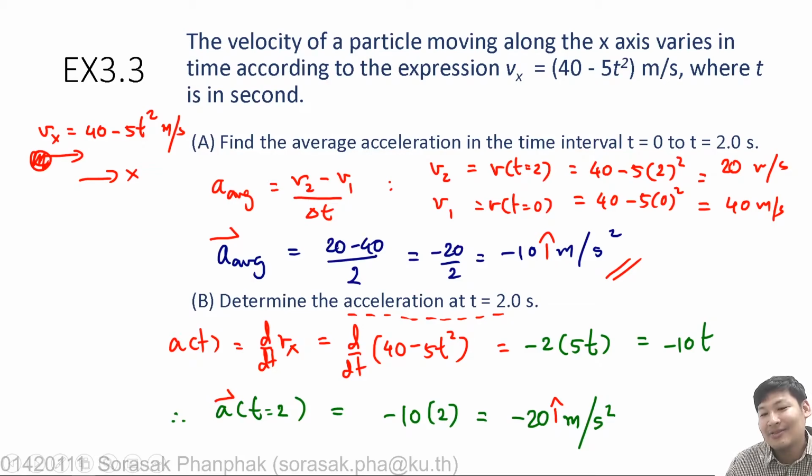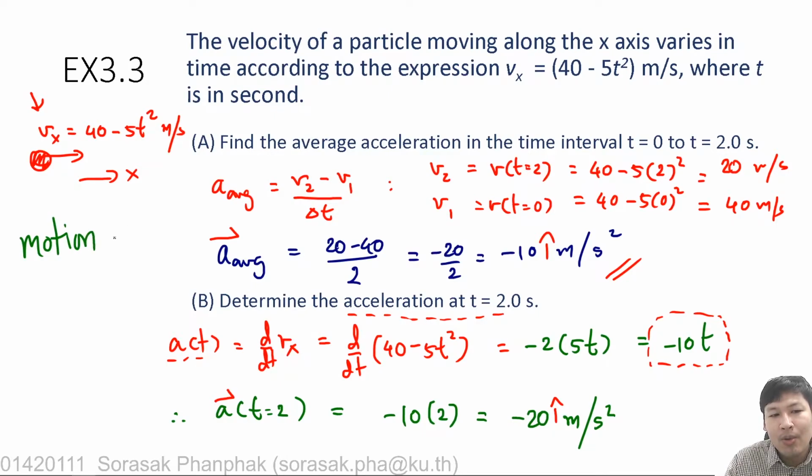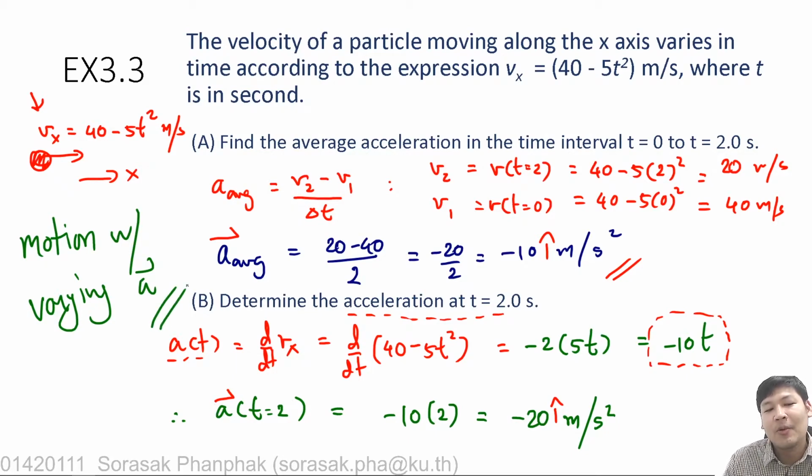So in this case, what you can see here is this particle moving with this function, the velocity is no longer constant. So this is what happens. The motion with varying acceleration. So acceleration can change with time in this case.